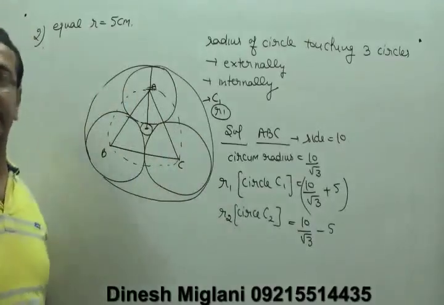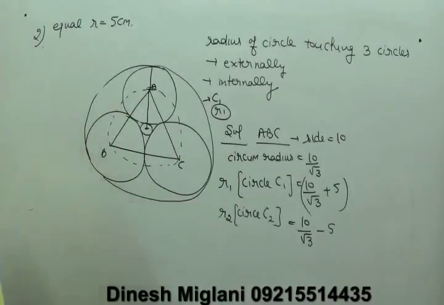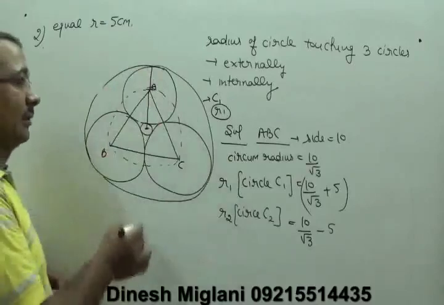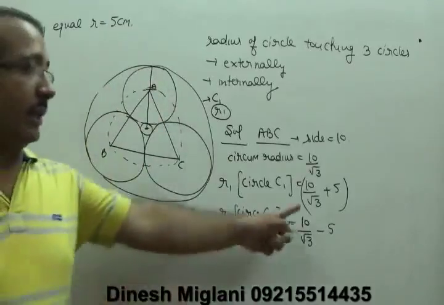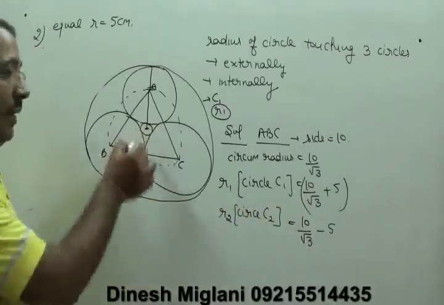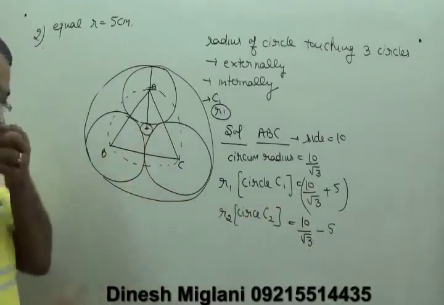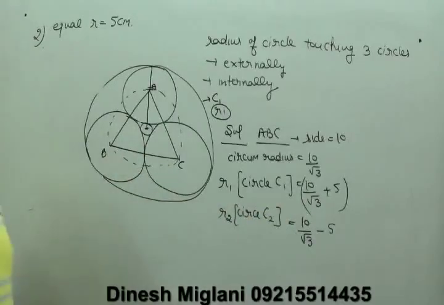We know that the circumradius of an equilateral triangle is a upon root 3 and the inradius is a upon 2 root 3. So I can take it as 10 upon root 3, right? If I have to find the radius of the bigger circle, we have to add that value 5, and my answer is 10 upon root 3 plus 5. Similarly, in this case, if I have to find the radius of this one, it would be 10 upon root 3 minus 5, that becomes my answer. I hope it's clear.